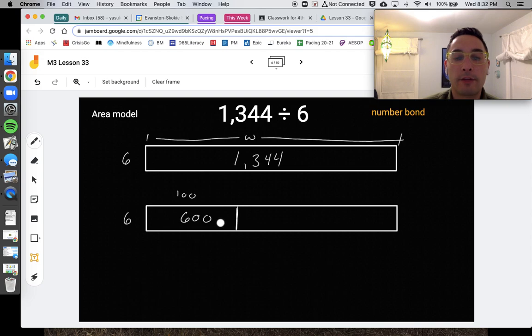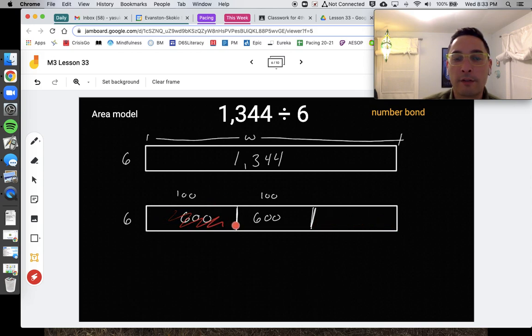If I did that, I wonder if I could do it again. Could I do another 6 times 100? I know my doubles pretty well, so I know automatically that if I do another 100 here, that would be 600, 600. This would be 1,200, 1,200. And that's less than 1,344. That's good. So then I need to figure out what this last little part going to be in here.